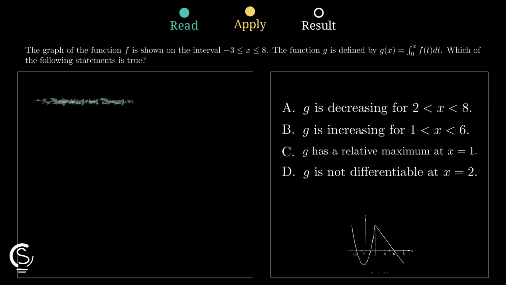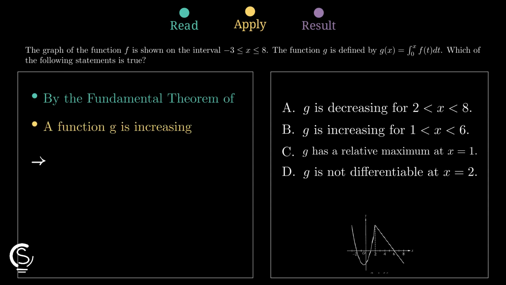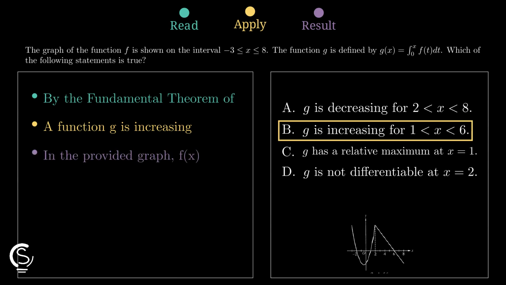Next, remember that a function g is increasing whenever its derivative is positive. On our graph, we need to find the interval where the function f stays strictly above the x-axis. The graph shows f is positive from x equals 1 to x equals 6. Thus, g increases there, confirming option B is correct.